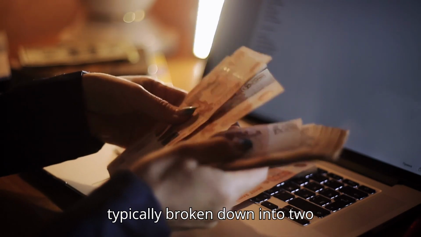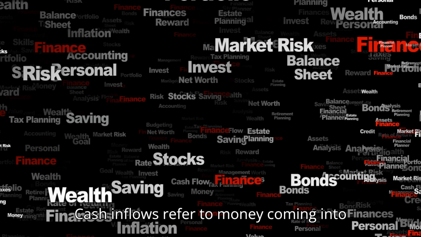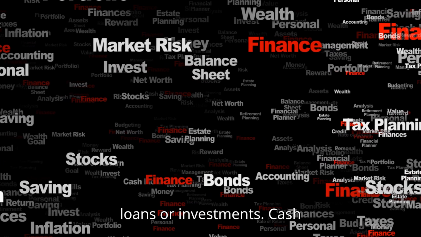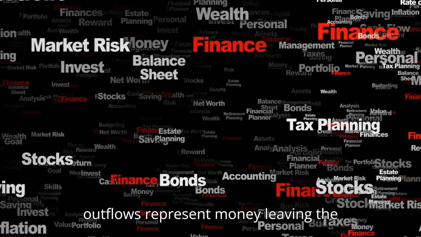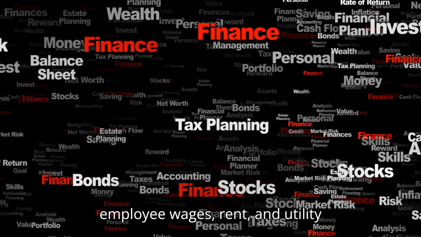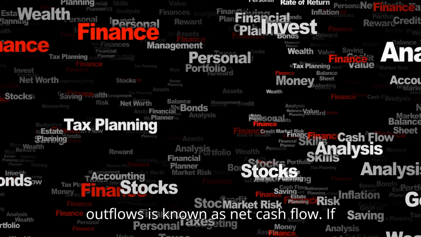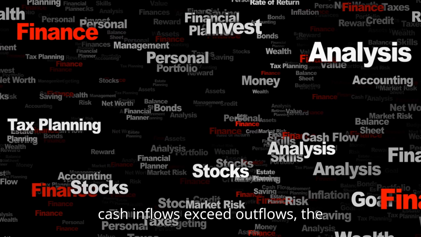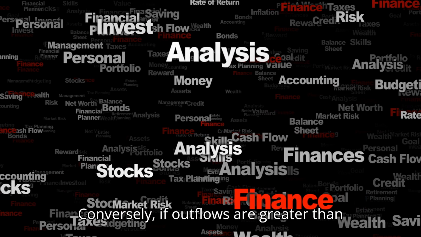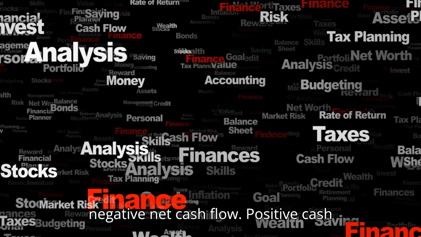Cash flow is typically broken down into two categories: inflows and outflows. Cash inflows refer to money coming into the business, such as sales revenue, loans, or investments. Cash outflows represent money leaving the business, such as payments to suppliers, employee wages, rent, and utility bills. The difference between inflows and outflows is known as net cash flow. If cash inflows exceed outflows, the business has positive net cash flow. Conversely, if outflows are greater than inflows, the business experiences negative net cash flow.